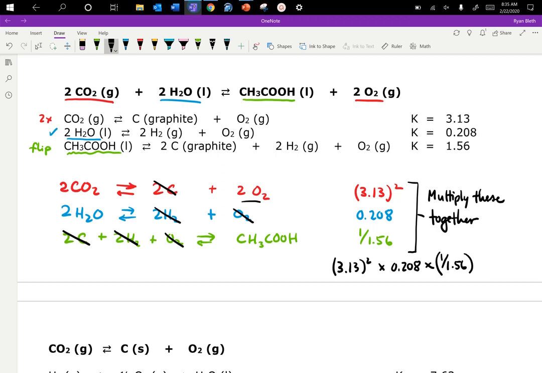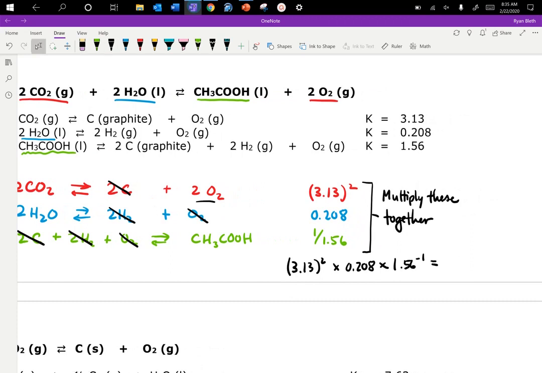Or if you're comfortable with just using that reciprocal button on your calculator, you might punch it in as 1.56 raised to the -1 power. Whatever works for you in your calculator is fine. But as you punch that in, and you should make sure to do it at this point, it should give us an overall K value of 1.31.